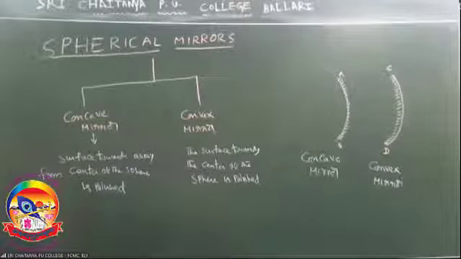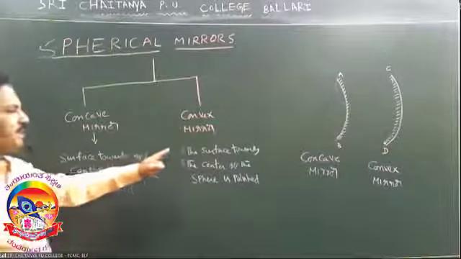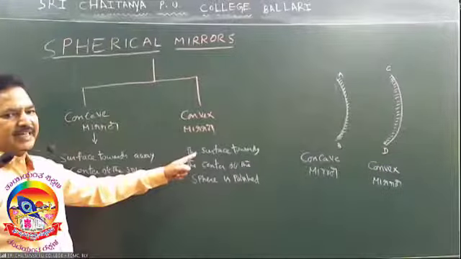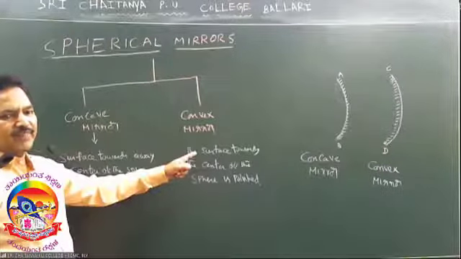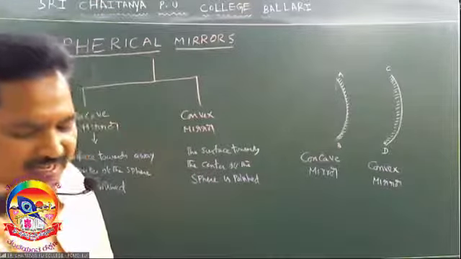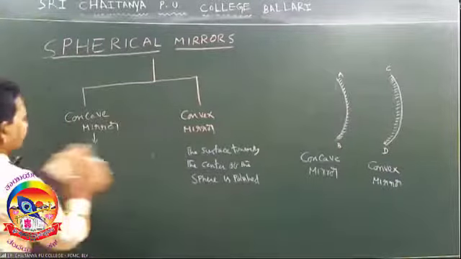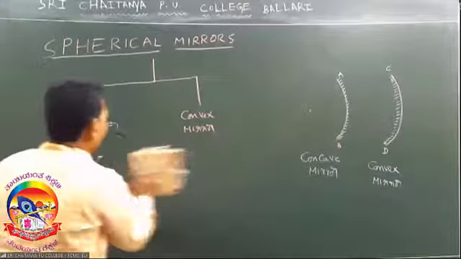Concave mirror. It is easy to identify by its polished surface. In the concave mirror, the outer surface is polished. In the convex mirror, the inner surface is polished. Convex mirror.